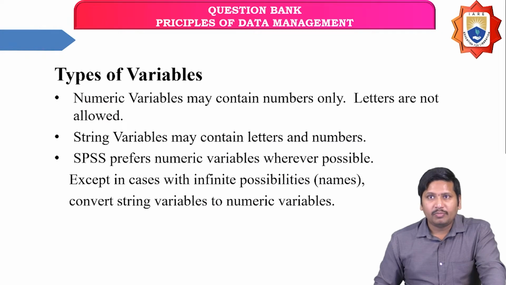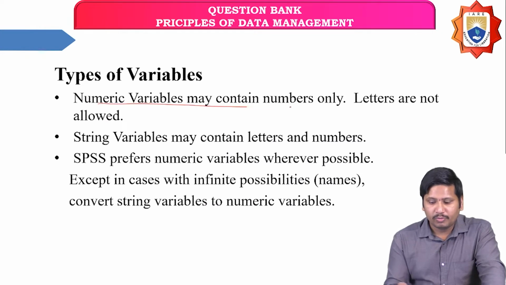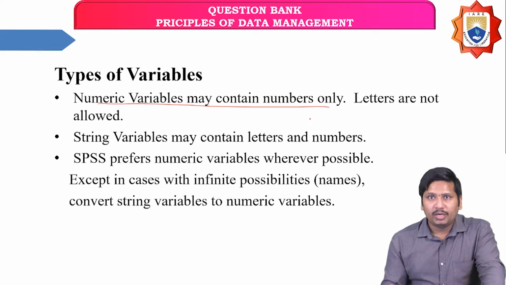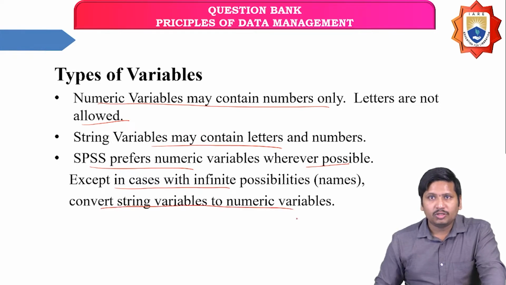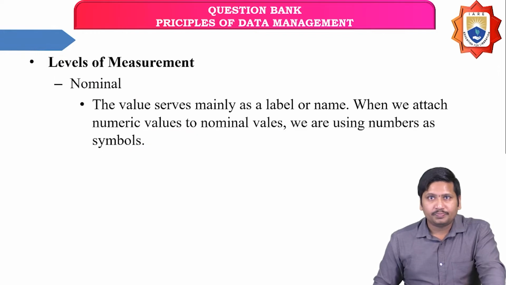And the types of variables. Numeric variables contain numbers only, where letters are not allowed, and string variables can contain letters and numbers. SPSS prefers numeric variables wherever possible, except in cases with infinite possibilities, so convert the string variables into numeric variables.